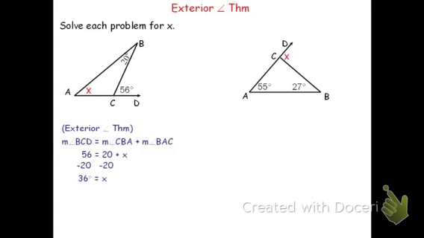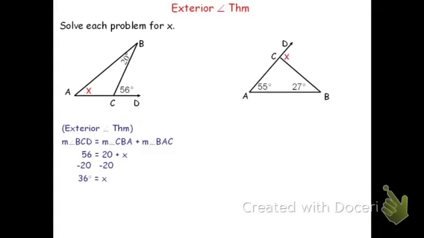You could also have done a linear pair from the 56 degrees and found the angle that is adjacent to it, which would be angle BCA. And then the triangle sum theorem, to find the missing angle. However, that would be twice as many steps as using the exterior angle theorem. So this is a nice theorem to know because it can speed your work up.